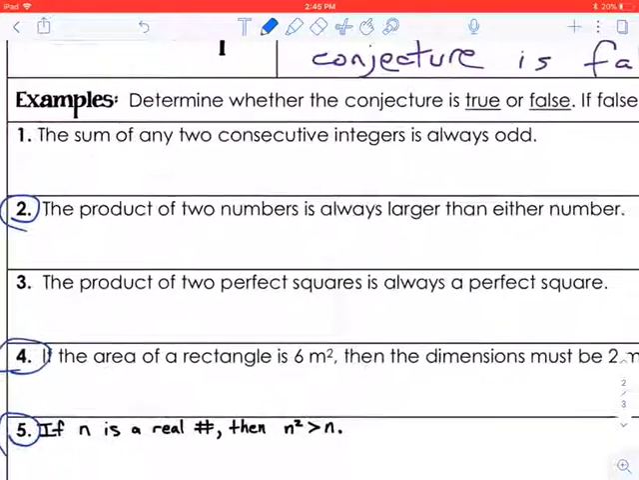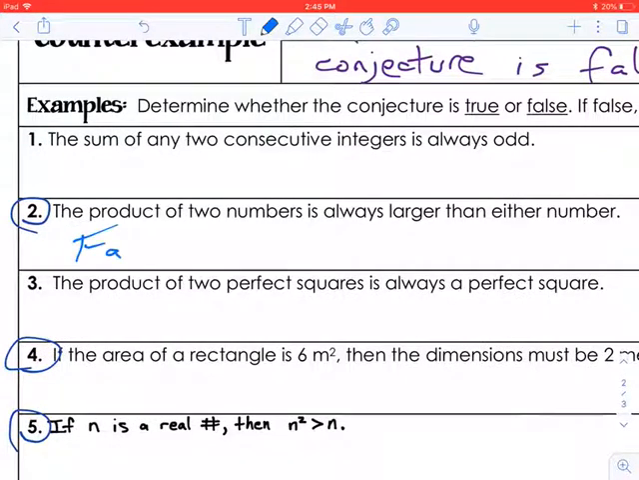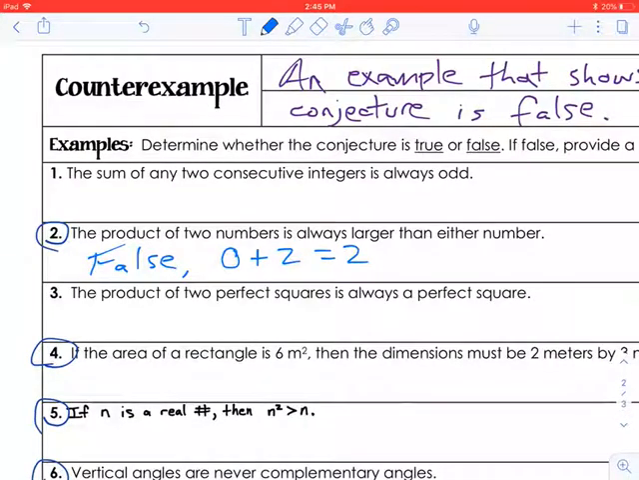Okay, so in this case I could say false, and my counterexample would be something like 0 plus 2 equals 2, because 2 is not larger than that number. That would be one example. Or you could say something like negative 5 plus 3 is negative 2, and negative 2 is obviously not bigger than negative 5.